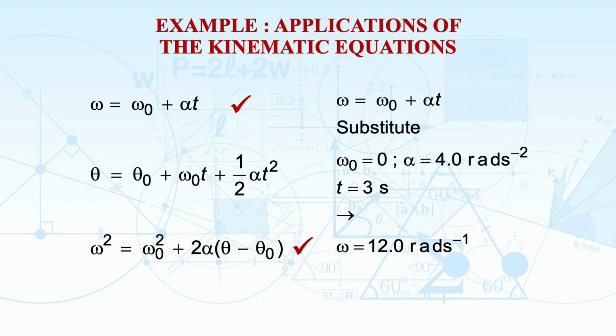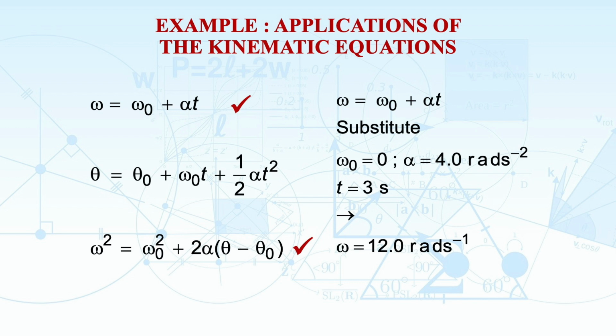In this equation, I substitute omega 0 is equal to 0, alpha is equal to 4 radians per second squared, and I use the result which I have calculated in the previous slide, that is t is equal to 3 seconds. This gives me the answer for omega at the end of 3 seconds, which is 12 radians per second. Please remember, whenever you work out a numerical in physics, you must use the correct units.